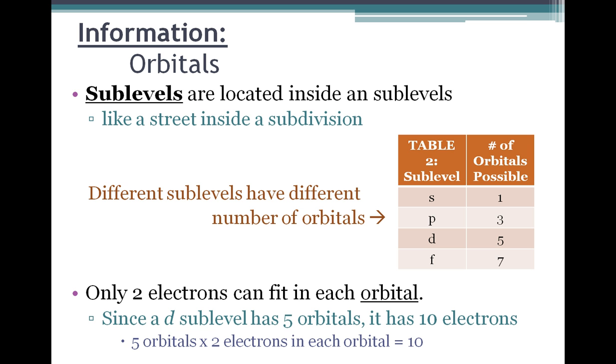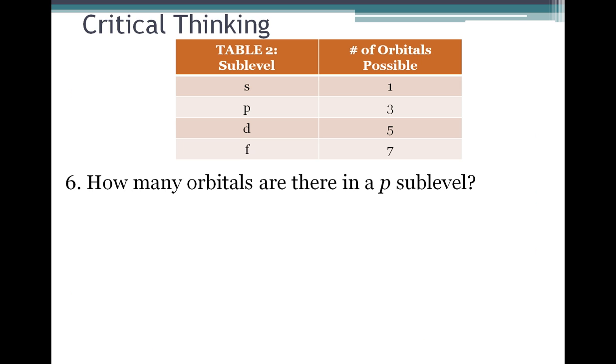So some more information before we continue is that there are orbitals located inside the sublevels, like a street inside a subdivision, and the different sublevels have different numbers of orbitals. S has 1 orbital, P has 3, D has 5, and F has 7. And each orbital can fit 2 electrons. So if D has 5 orbitals, then it has 10 electrons, since there are 5 orbitals times 2 electrons in each orbital, so that would be 10.